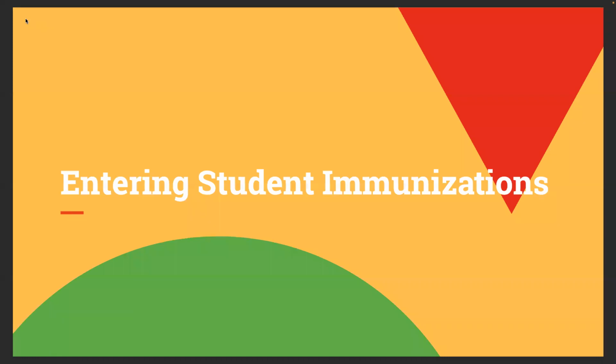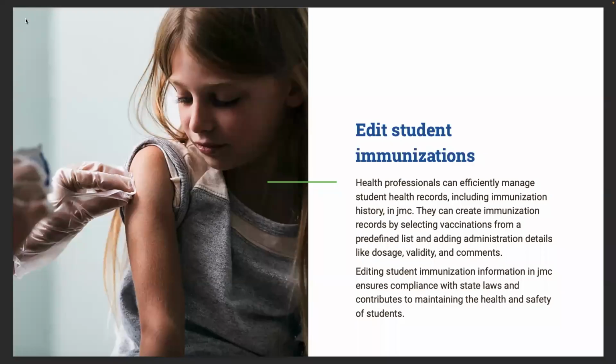Entering those student immunizations. Health professionals can efficiently manage student health records, including immunization history in JMC. They can create immunization records by selecting vaccinations from a predefined list and adding administration details like dosage, validity, and comments. Editing student immunization information in JMC ensures compliance with state laws and contributes to maintaining the health and safety of students.